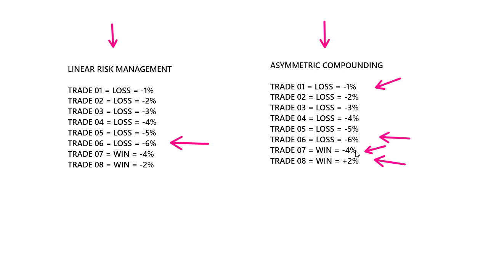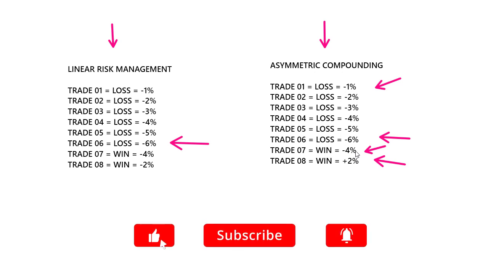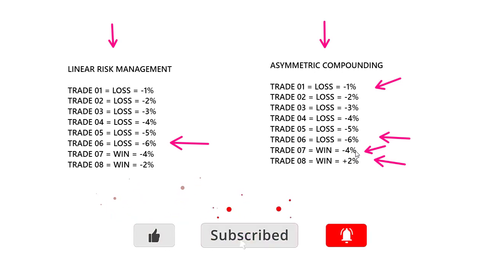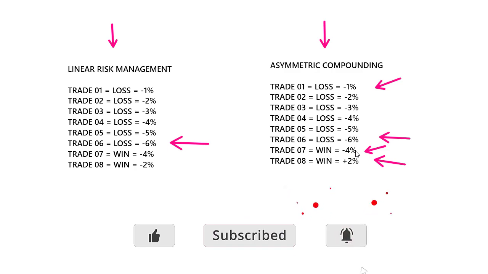So this is why using asymmetric compounding when you're trying to pass all these prop firm challenges is just so crucial, okay? Because it's going to give you an unfair advantage even if you're trading with a mediocre trading strategy.